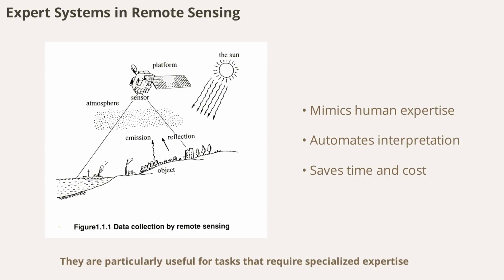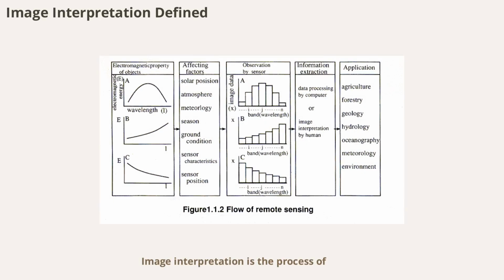They are particularly useful for tasks that require specialized expertise, such as geological mapping or disaster detection. By automating certain aspects of interpretation, expert systems can save time and reduce costs, while still benefiting from human knowledge and experience.